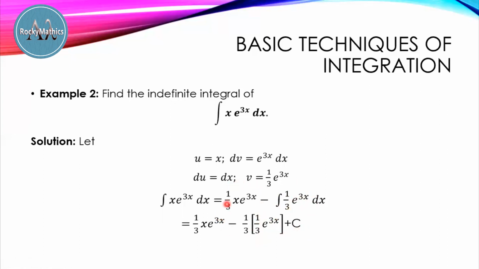So we copy this one. We have 1/3 x e raised to 3x. Then we also have minus 1/3 times the integral of e raised to 3x, which is equal to 1/3 e raised to 3x plus c. Then to simplify that one, we have 1/3 x e raised to 3x, and 1/3 times 1/3 is 1/9, then e raised to 3x plus c. Okay, so that is the answer, and that is the indefinite integral of the given problem.